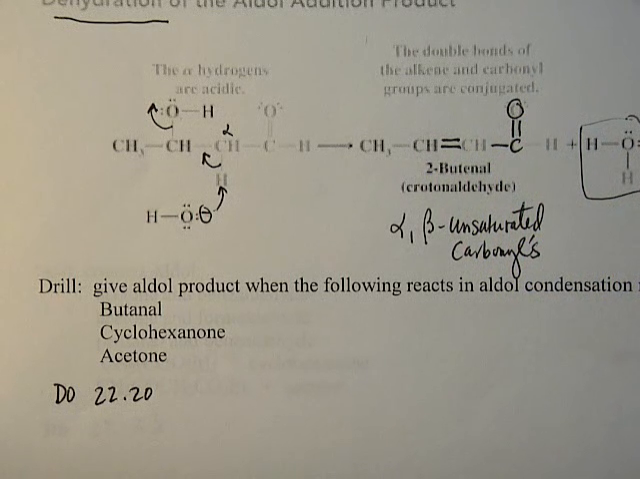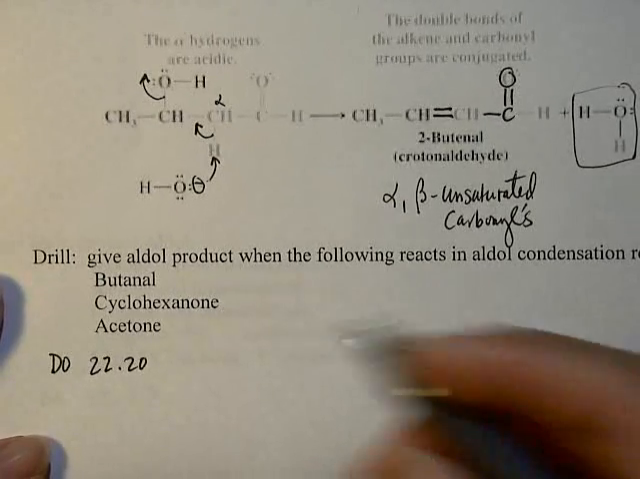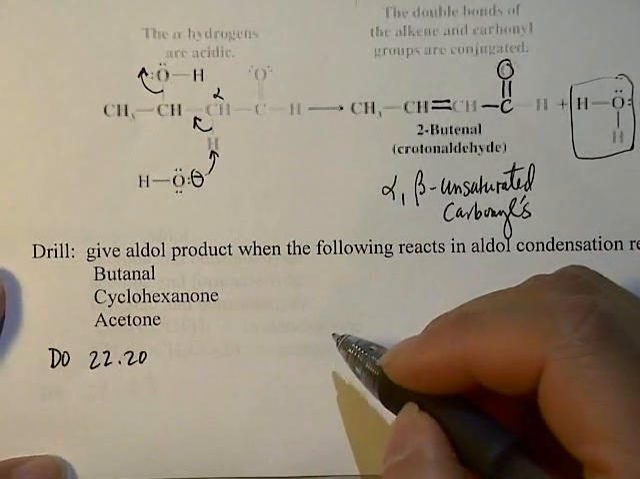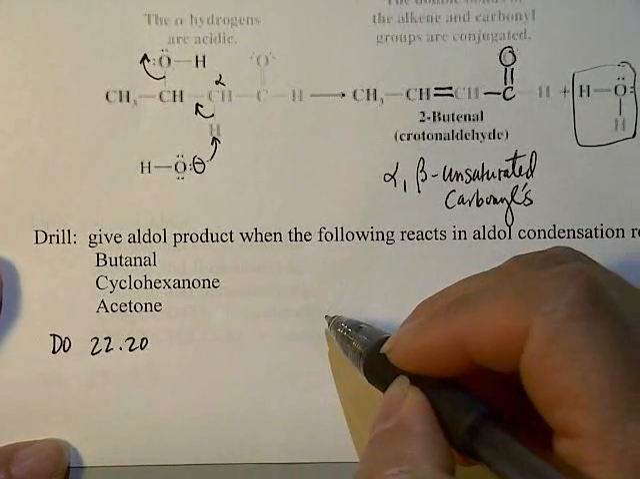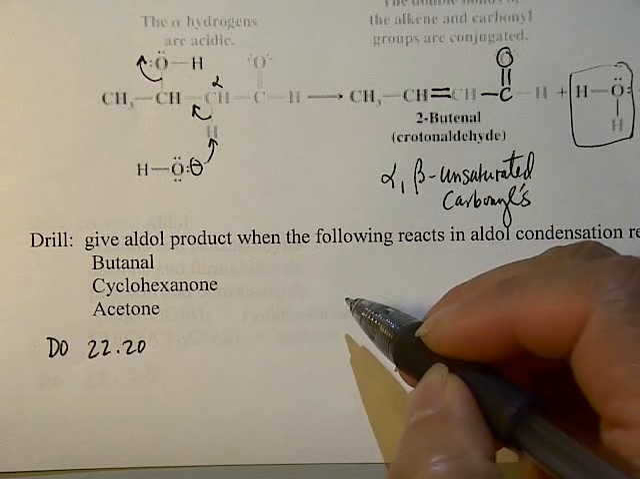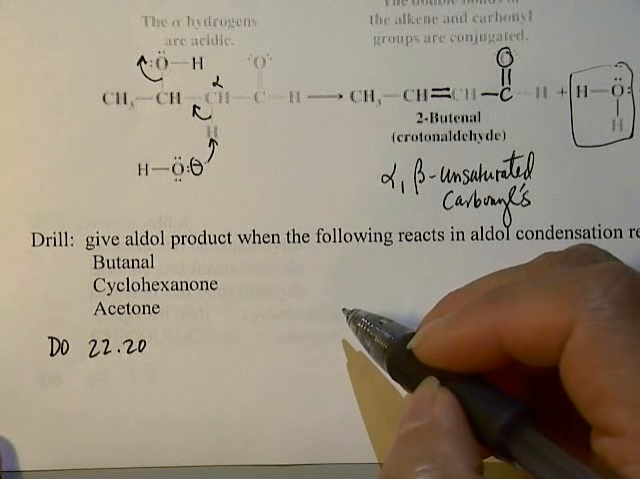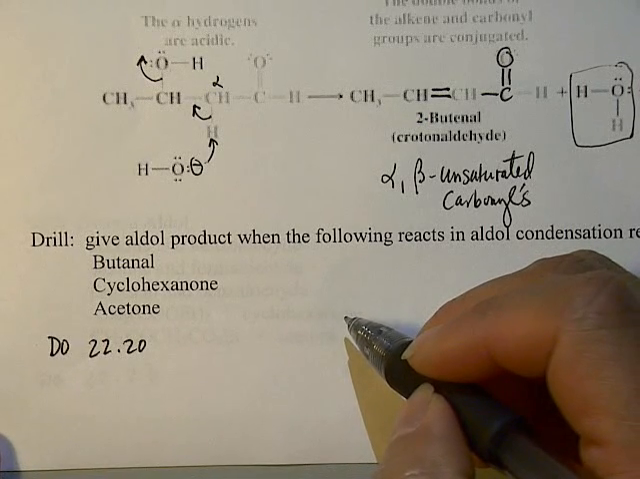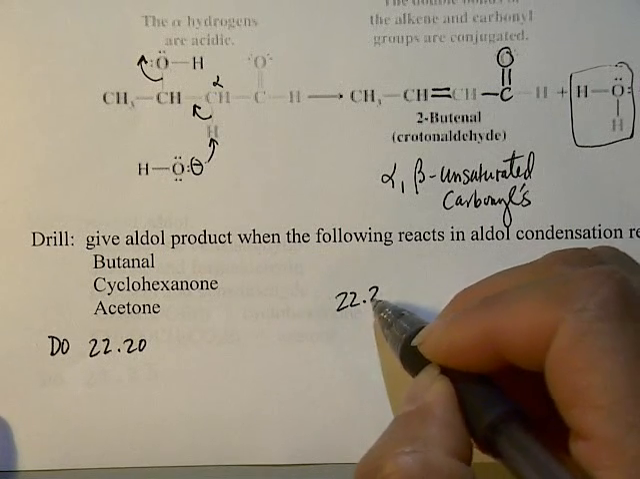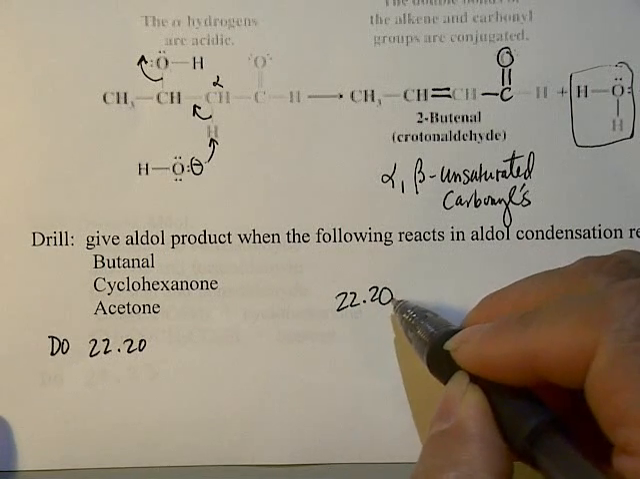All right, so that concludes this lecture, and hopefully you will be able to do some problems like this. And so I've got 1 minute left, so let's see, I'm going to do one problem. Draw the condensation product. So this is 22.20. Let's try E.